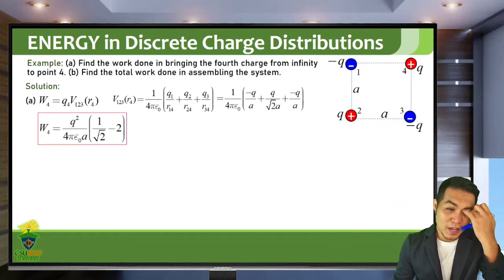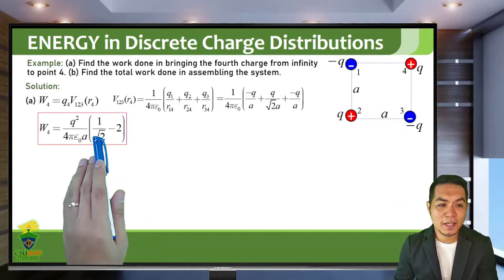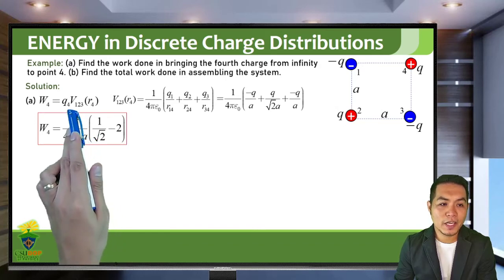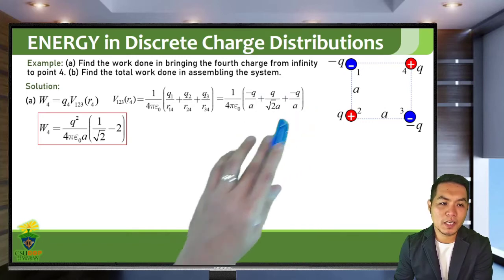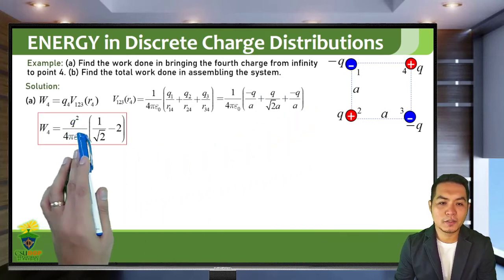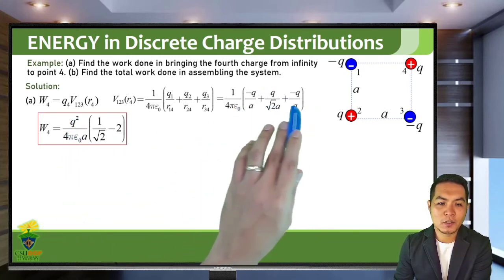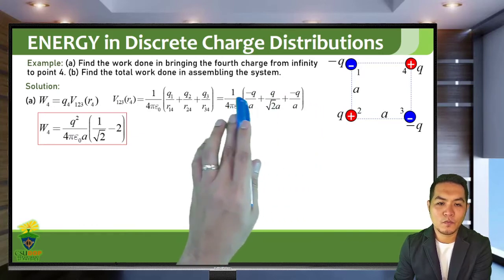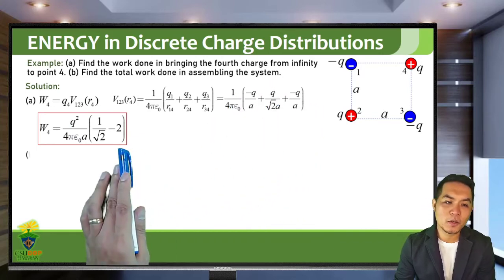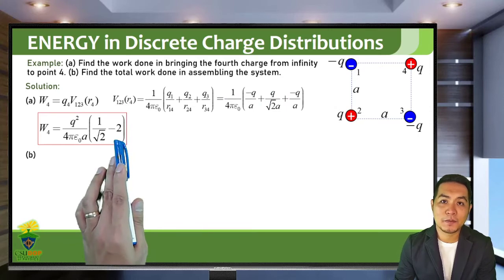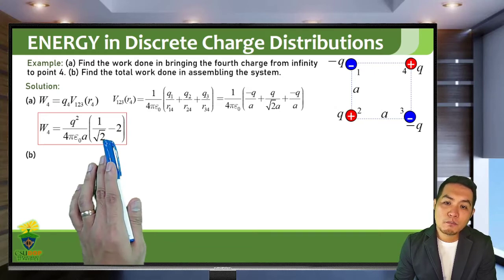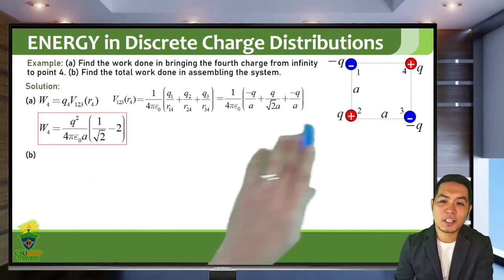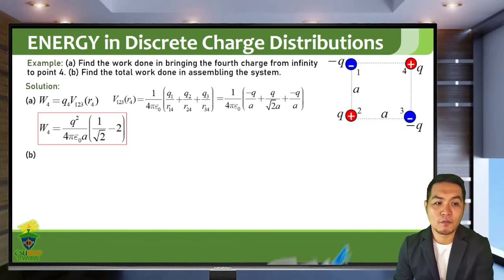So using those values and simplifying here, our Q4 here is positive Q. So these are all Q's here, so you will get a Q squared. You can add these two terms here. You will have negative 2, plus 1/square root of 2, and this will be your final answer for the first question. This is the energy needed if you want to bring a fourth charge positive Q from infinity to point 4 here.